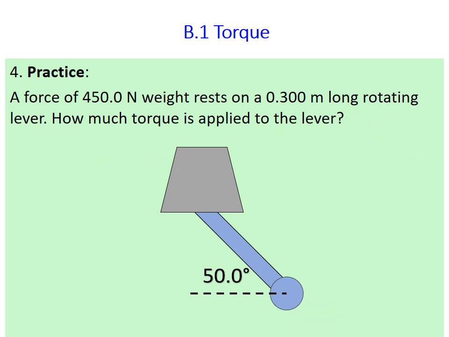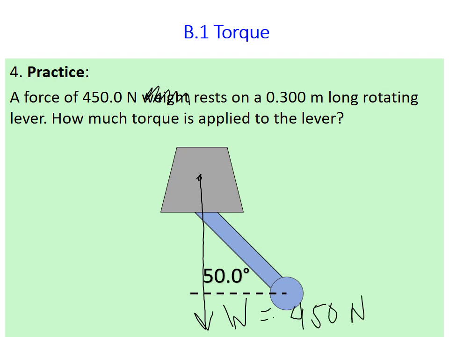Practice number 4. A force of 450 newtons rests on a 0.3 meter long rotating lever. How much torque is applied to the lever? Okay, so the first thing you should know is that torque acts on this lever because of this weight. This weight vector is 450 newtons.